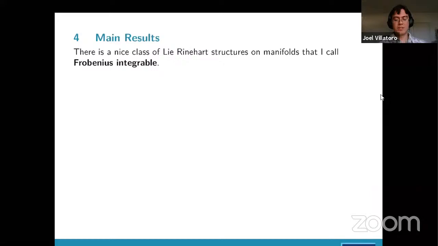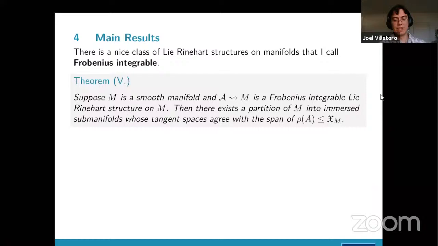So, main results. There's a nice class of Lie-Rinehart structures which are called Frobenius integrable. And the first main theorem basically says that if you have a Frobenius integrable Lie-Rinehart structure, then you have a partition of the manifold into leaves. Now remember, this is not a Lie algebra. This is really something abstract. It's like a sheaf of Lie algebras on your manifold. I'm saying you start with a sheaf of Lie algebras on your manifold with an anchor map and a bracket, and you actually get a partition into smooth manifolds.